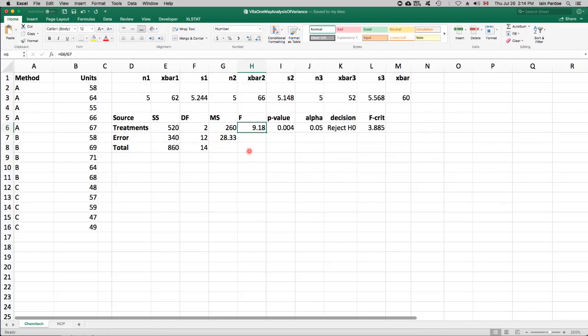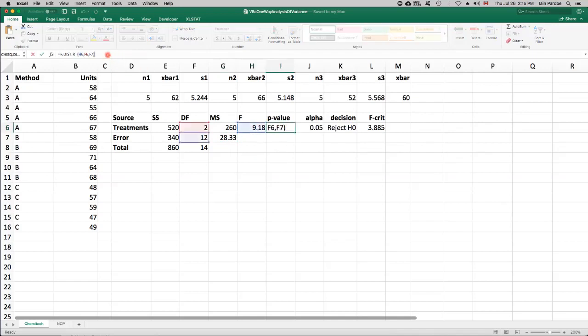And the idea here is that if there's no difference in the treatment means, in the means in each treatment group, then these two numbers ought to be close to each other. If there is a difference, then this mean square will be much bigger than this mean square. And so this ratio, if it's quite large, that indicates that there's a difference in the means between the three treatment groups.